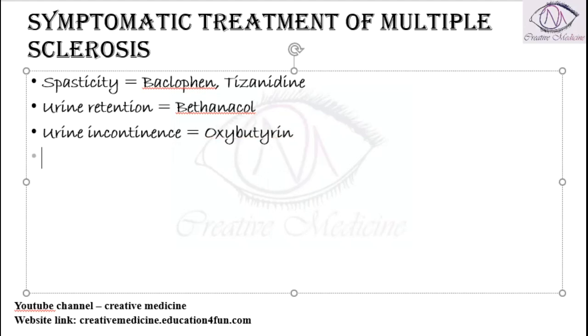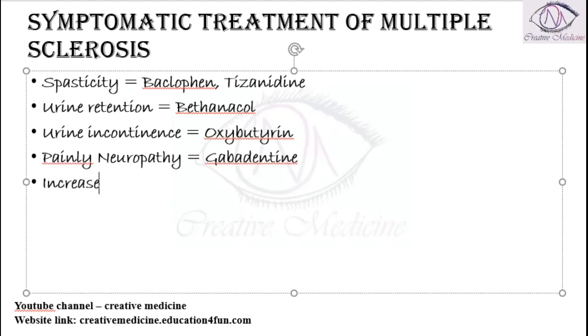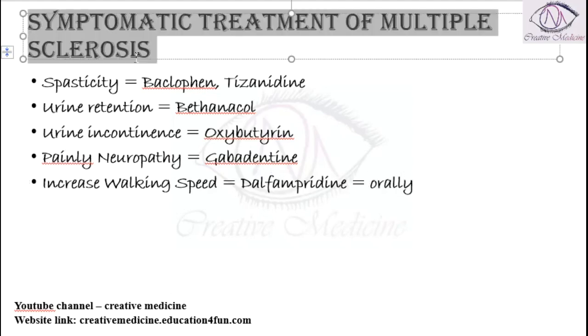Then, if the patient has symptoms of painful neuropathy, then drugs like gabapentin are given to the patient. If the patient has difficulty with walking speed, if the patient walks very slowly, then we can give drugs like dalfampridine orally. So these are the drugs which are used for symptomatic treatment of multiple sclerosis.